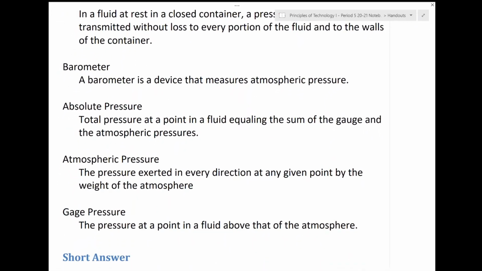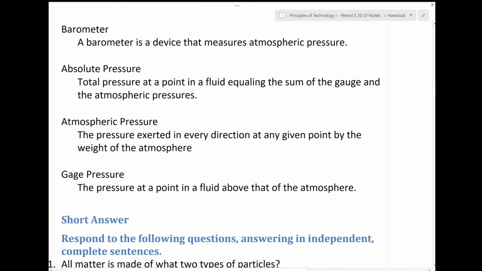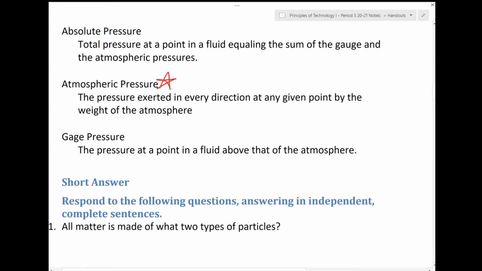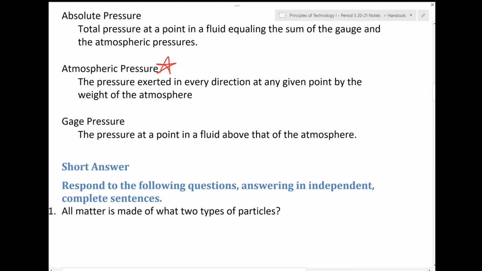A barometer is a device that measures atmospheric pressure. Absolute pressure is the total pressure at a point in a fluid equaling the sum of the gauge pressure and the atmospheric pressure. Atmospheric pressure I added for you because, honestly, it was a mistake that I didn't have it in there in the first place. Atmospheric pressure is the pressure exerted in every direction at any given point by the weight of the atmosphere. And lastly, gauge pressure is the pressure at a point in a fluid above that of the atmosphere.